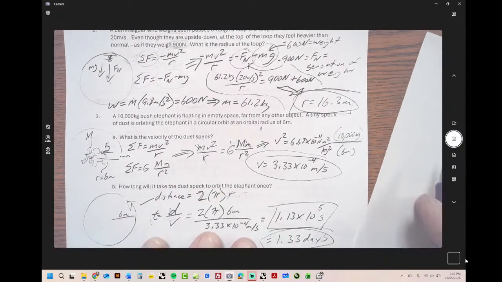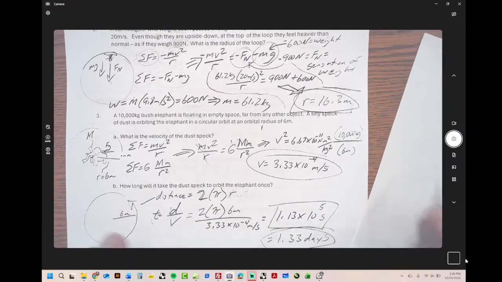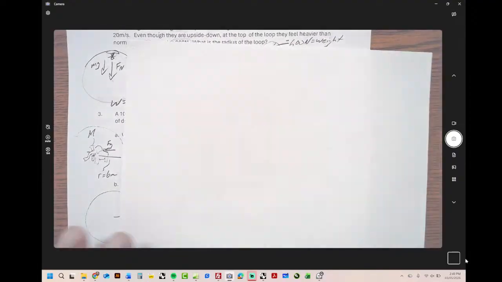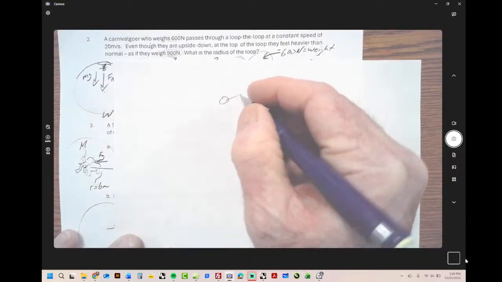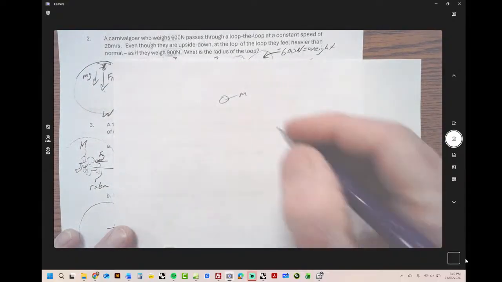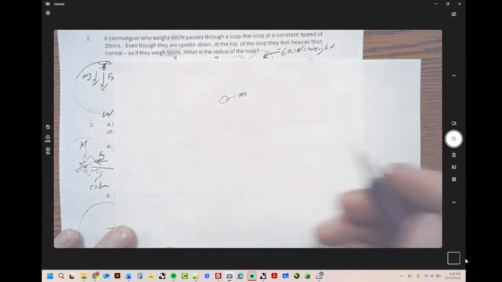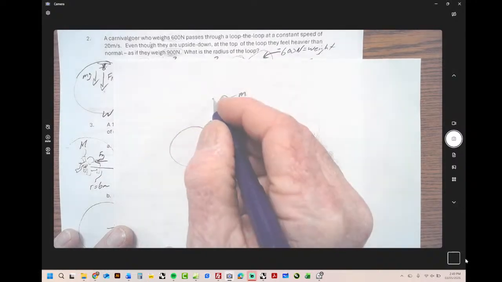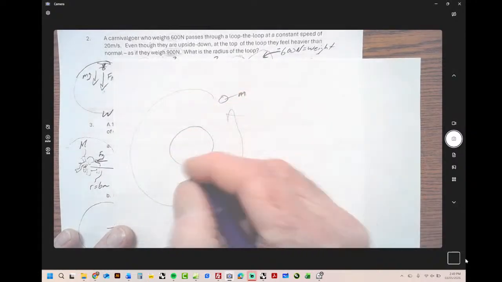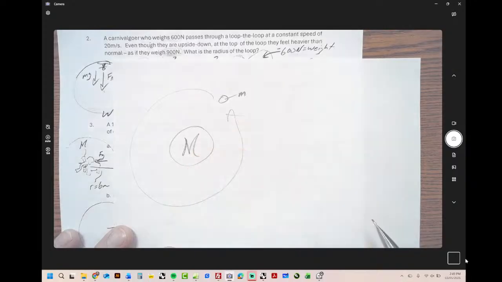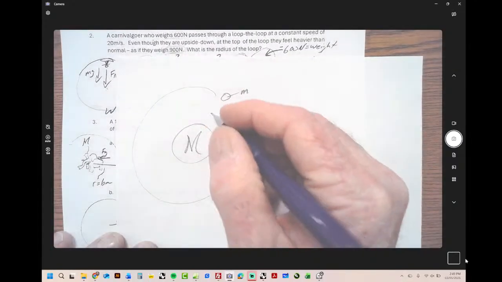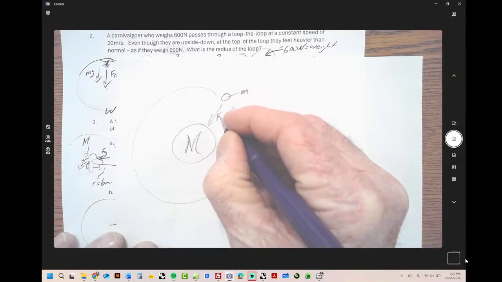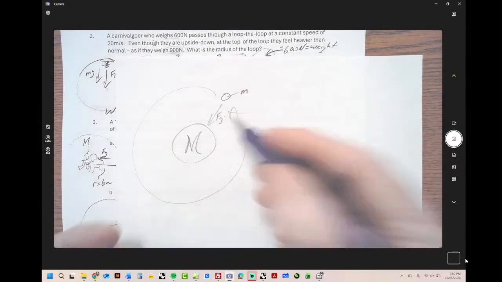Number 3, this is the one where something's orbiting something else, and I'm just going to draw a new picture out here. If you have a thing, I'll make the mass of the little thing a little, kind of a little curvy m, orbiting a big thing. I'll make the mass of this a big pointy M. The thing that keeps objects in orbit is the force of gravity. And out in space, there's only the force of gravity.